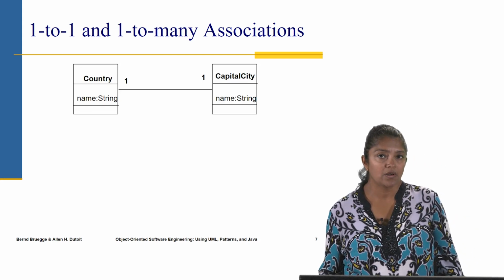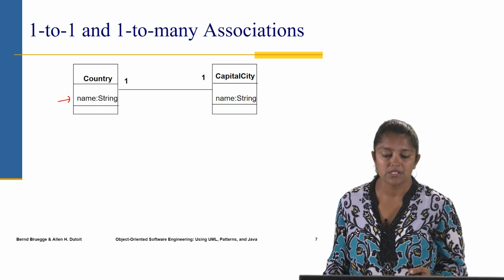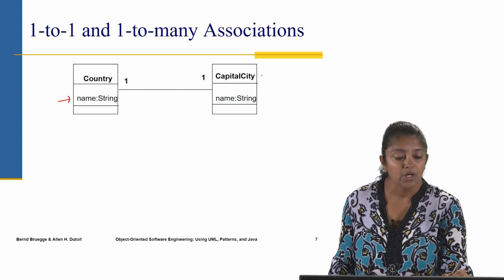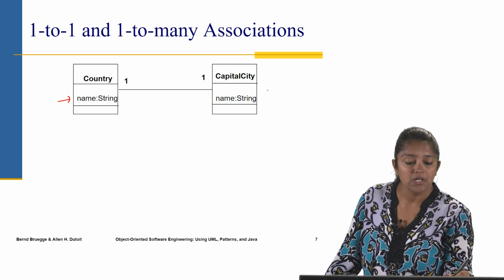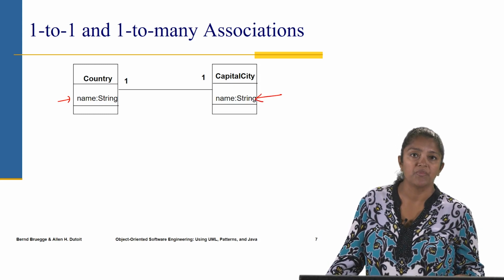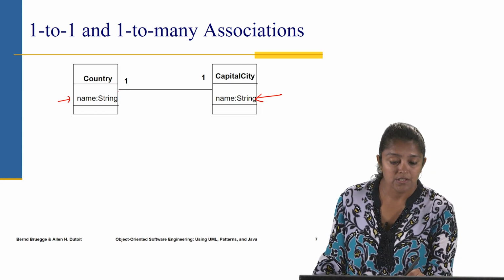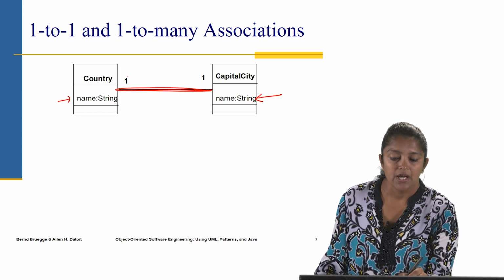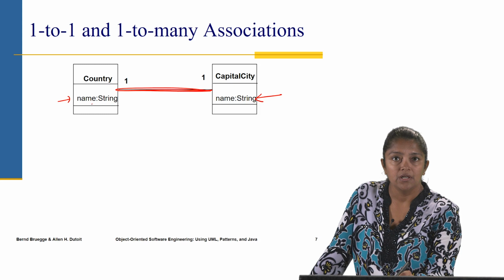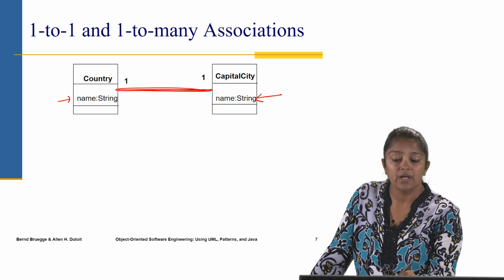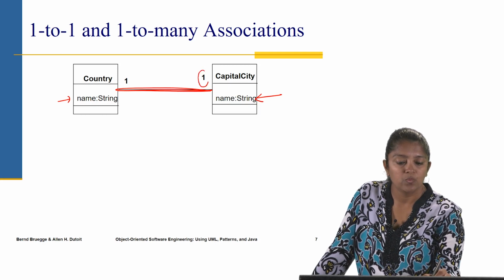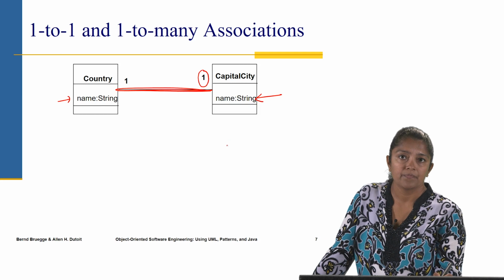Say there's a class called country, and the attribute that it has is a name, which is of type string. So the name of the country is represented using that name attribute. And then there's a second class called capital city, which also has a name attribute of type string. It represents the capital city name. And then there is an association between these two classes, and it's a one-to-one association. What that means is every instance belonging to country can be associated with exactly one instance of capital city.